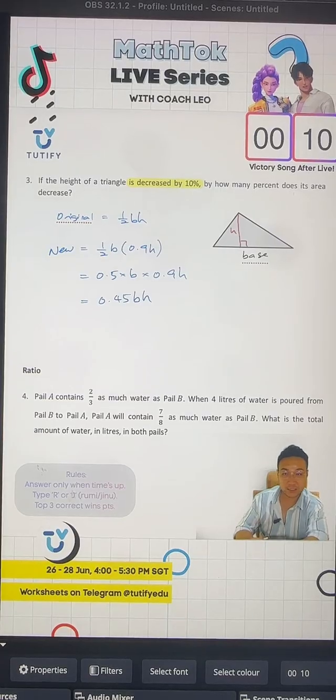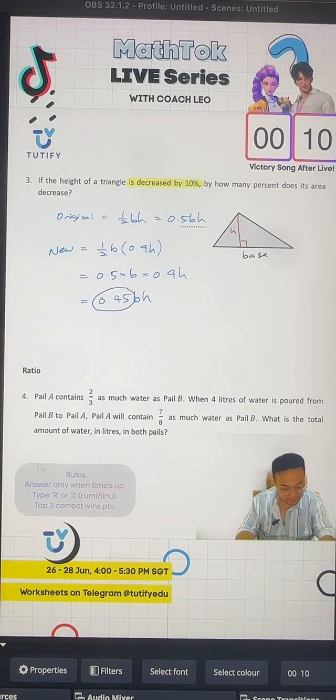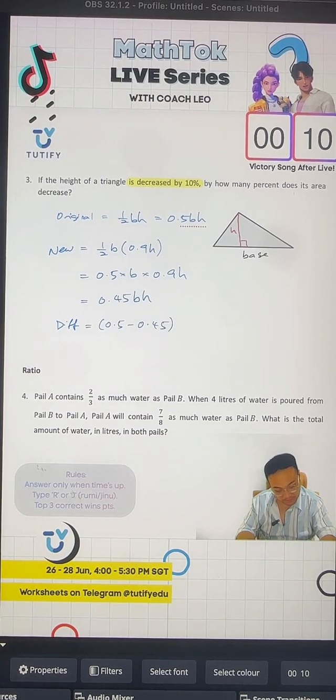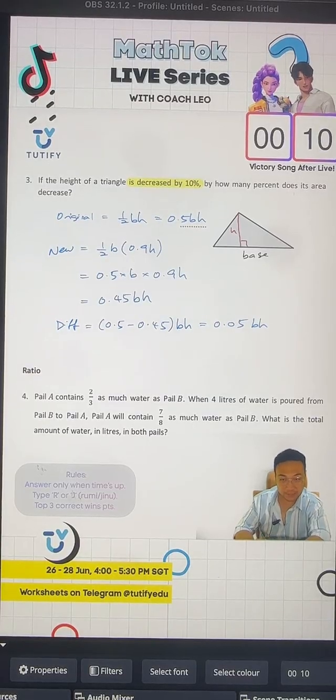So what is the question asking? By how many percent does the area decrease? Now students, you must first find what is the decrease. You must compare the original. Okay, the original area is 0.5 base times height. The new area is 0.45. So we are just going to take, what is the difference? The difference is 0.5 minus 0.45 base times height. That will give you 0.05. So the difference is now 0.05 base times height.